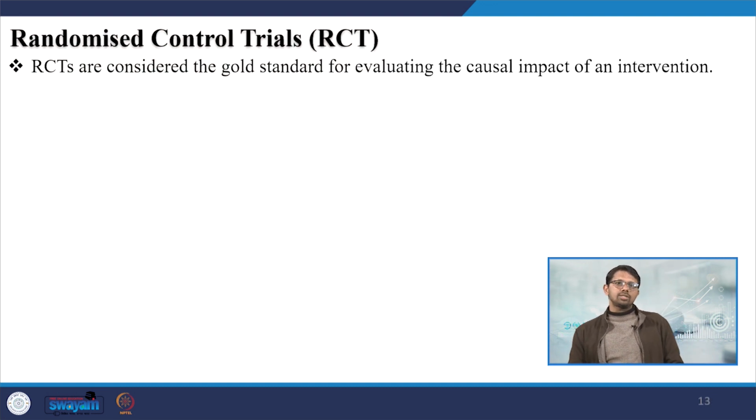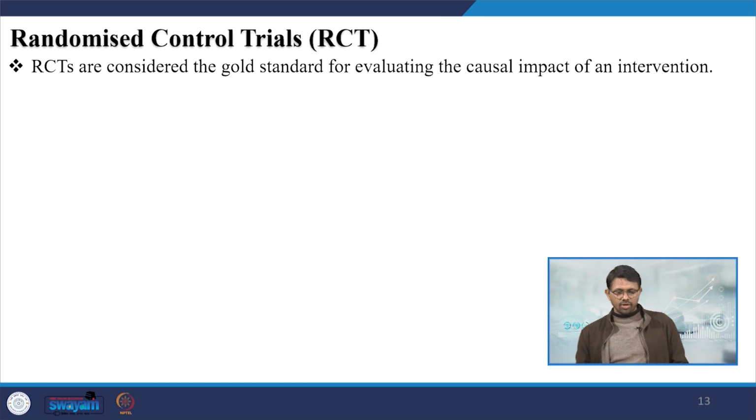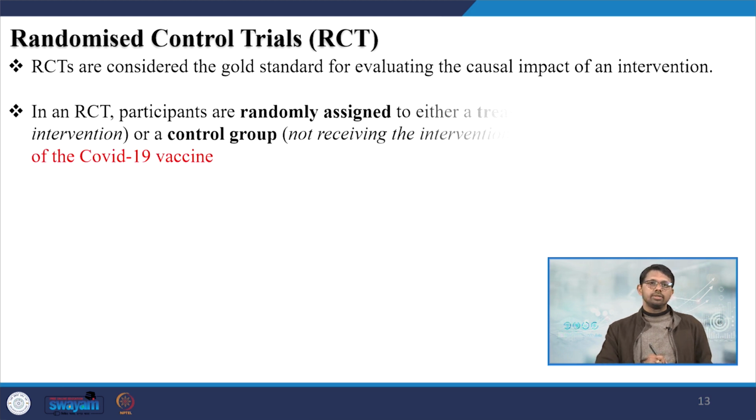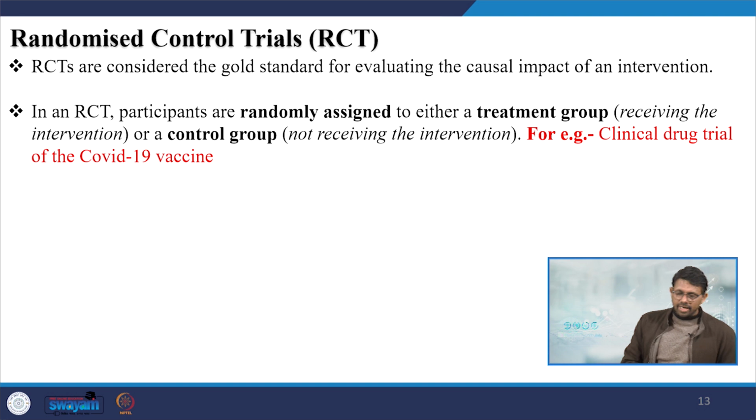So far as RCT is concerned, these are considered the gold standard for evaluating the causal impact of an intervention. In an RCT, participants are randomly assigned to either a treatment group or a control group. The treatment group receives the intervention, whereas the control group receives no intervention. For example, the clinical drug trial of the COVID-19 vaccine, which we also discussed in our earlier chapter.